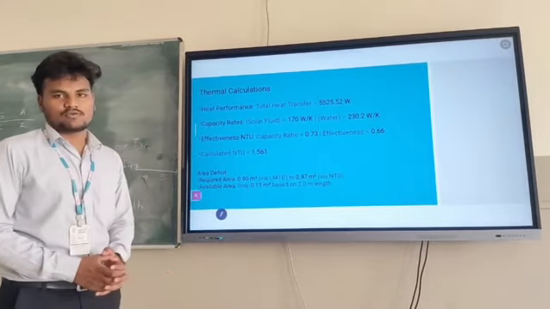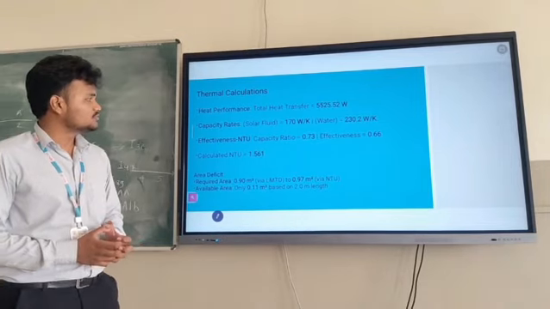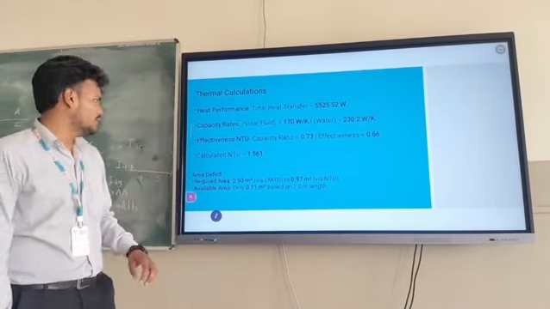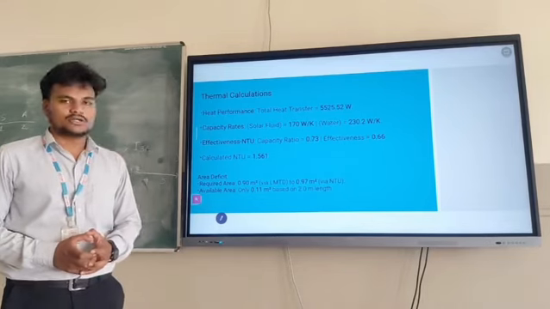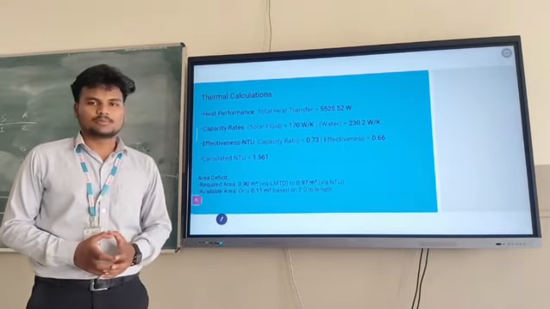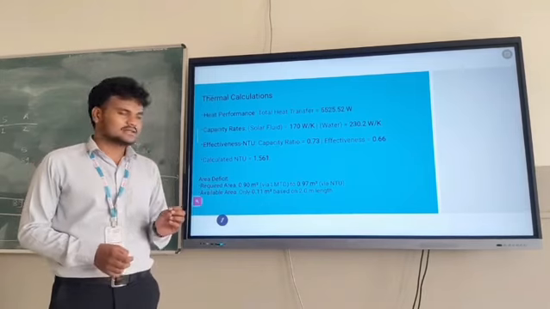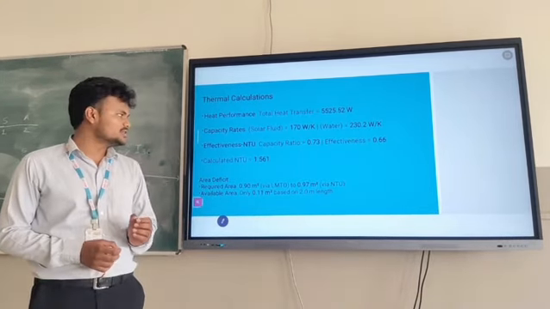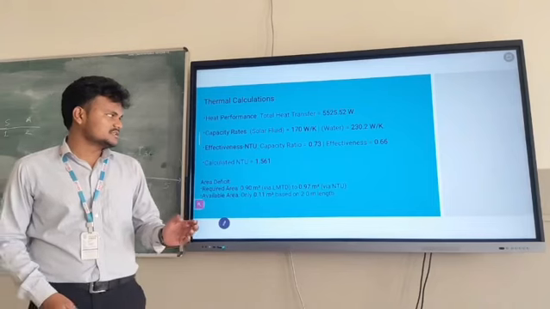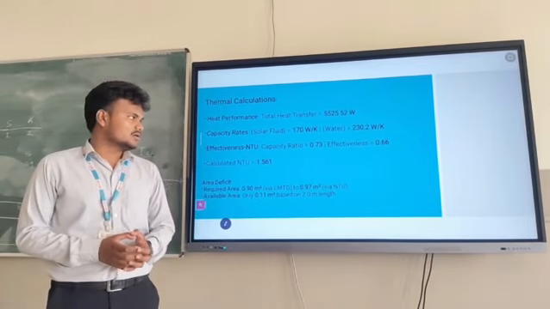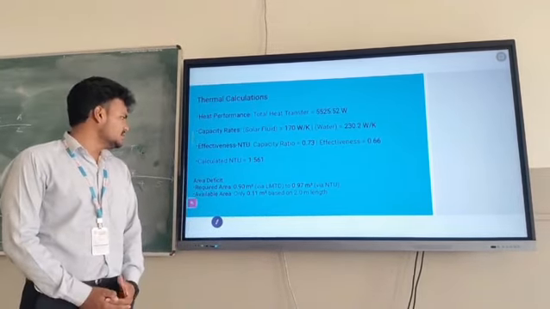I have calculated the total heat transfer, which comes to around 5525.52 watt, and the heat capacity rate comes to around 170 watt per Kelvin for the hot fluid. For water it is 230.2 watt per Kelvin. I have calculated the effectiveness also. The C value comes to around 0.73, and the effectiveness of this system comes to around 0.66. That is under our limit of 1, so we can say it is under the limit.